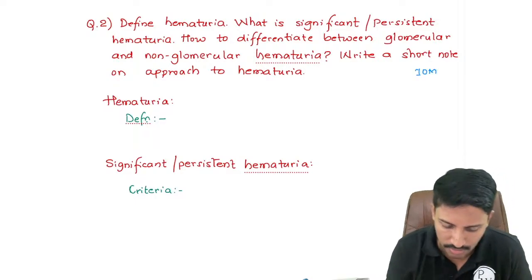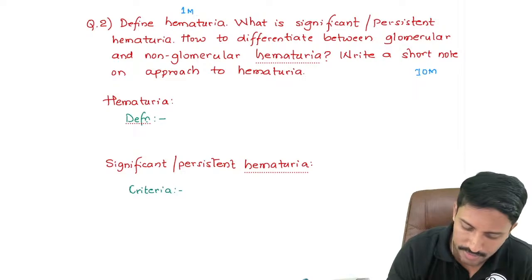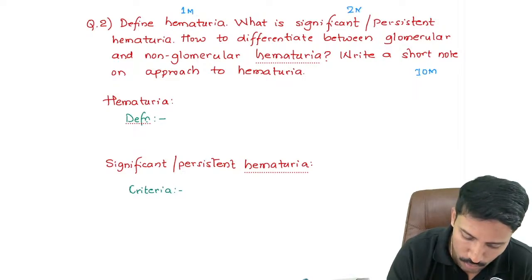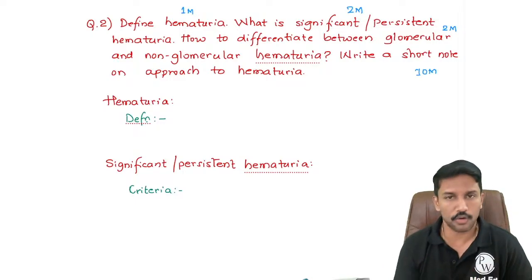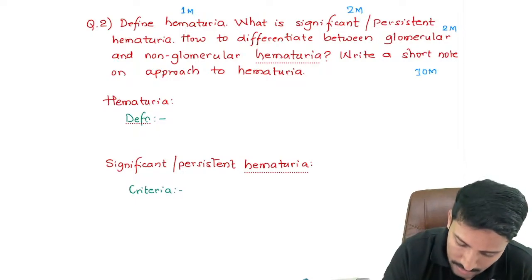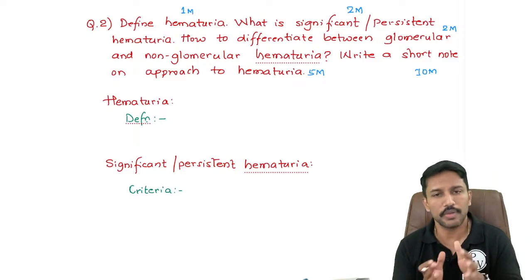So if it is a 10-mark question, the definition of hematuria will carry 1 mark, right? Then the definition of significant or persistent hematuria will carry 2 marks. The differentiation between the glomerular and non-glomerular hematuria will carry 2 marks, and they will give 5 marks for the short note on approach to hematuria. So we'll begin with the definition.